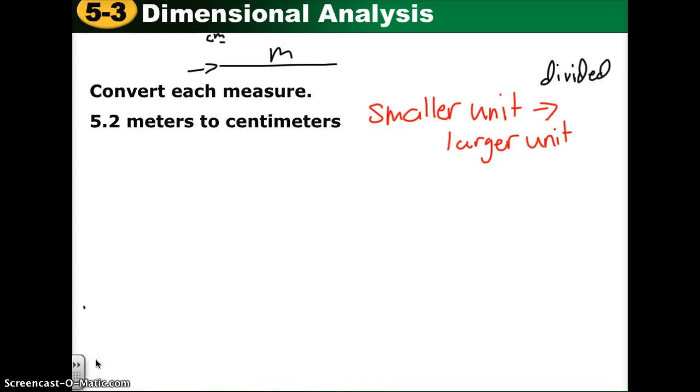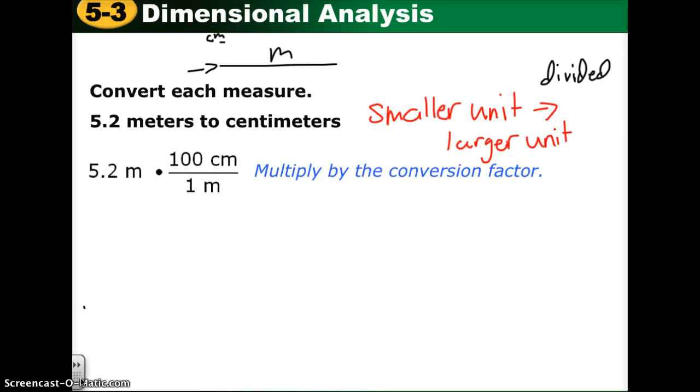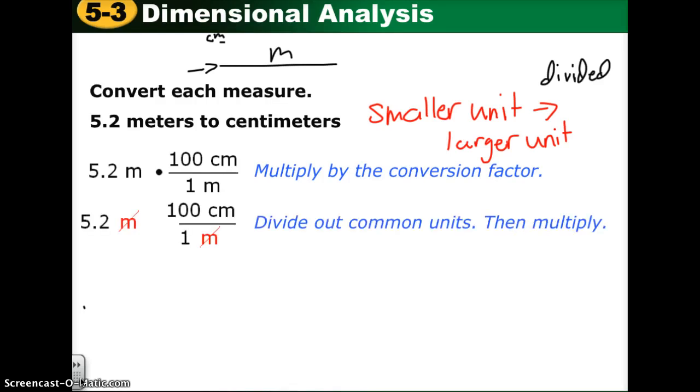So you need to start by setting up your conversion factor. Well, remember, cent means 100. When you talk about centuries, that's 100 years. When you talk about cents in a dollar, 100 cents would be a dollar. So 5.2 meters times 100 centimeters over 1 meter. Meters cancel.